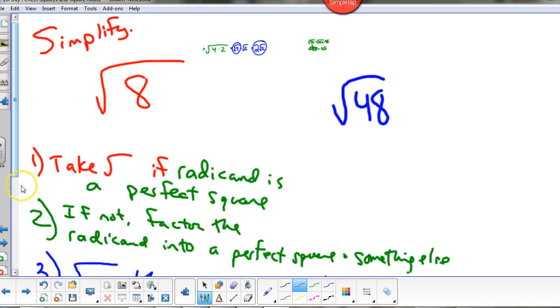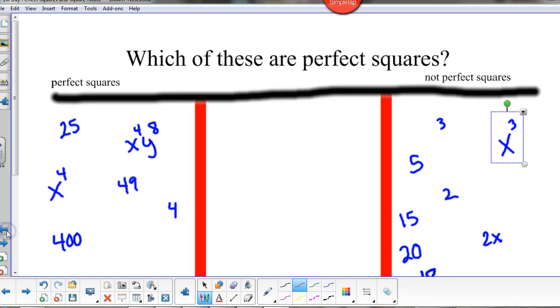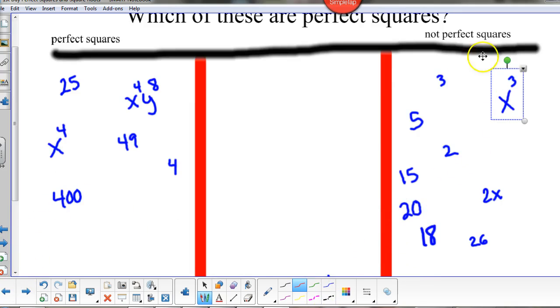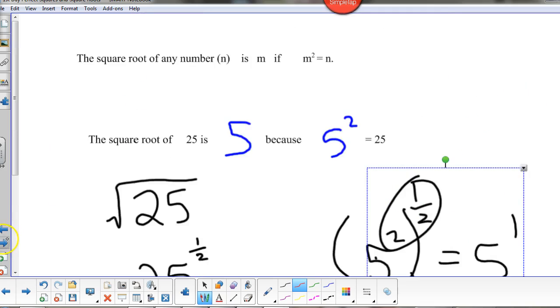I said earlier, if we go back a couple, that although these ones over here are not perfect squares, 20 has a perfect square factor. 18 had a perfect square factor. And so if we're taking the square root of one of those, we're going to be able to simplify it.